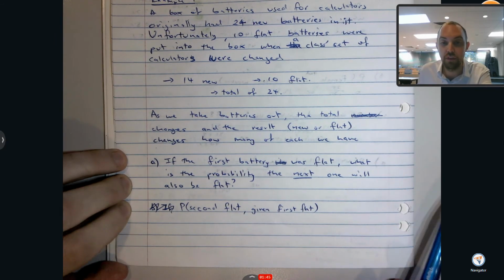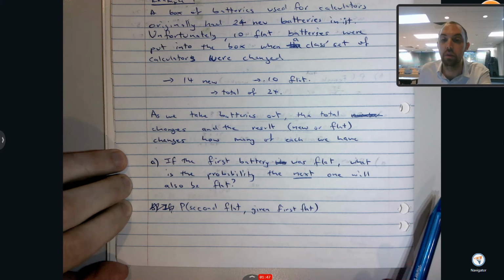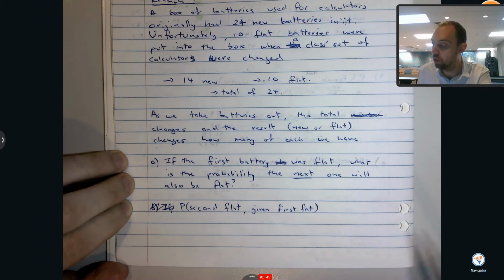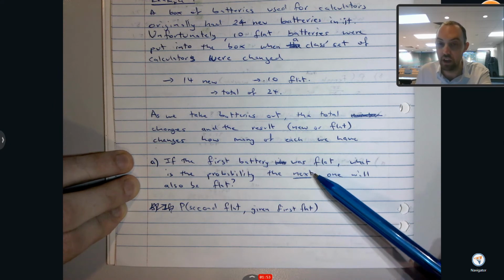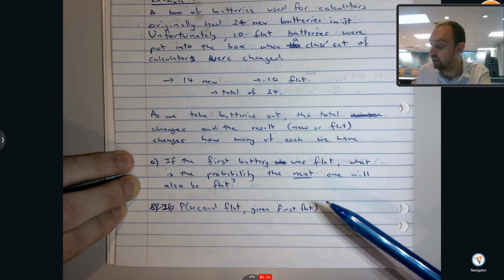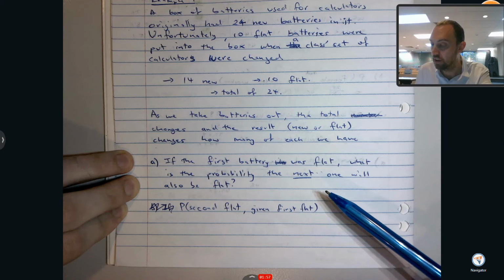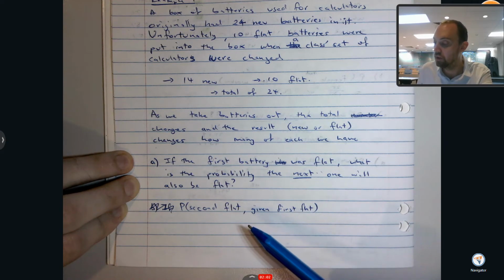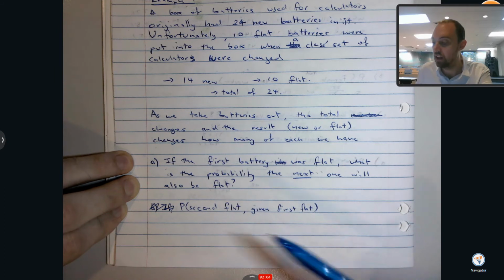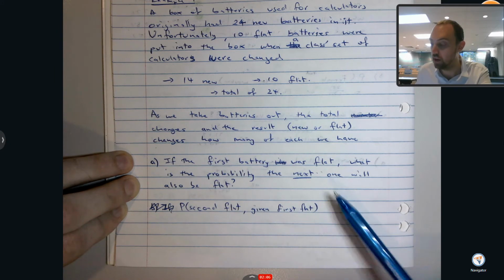So if the first battery was flat, what is the probability that the next one will also be flat? So we're only worried about the probability of the second battery. Okay, so we're not talking about what's the probability of drawing a flat battery and then another flat one. We're talking about just the next one.